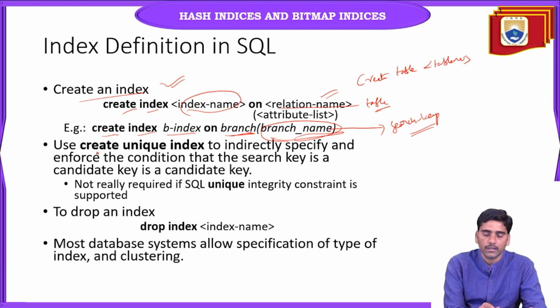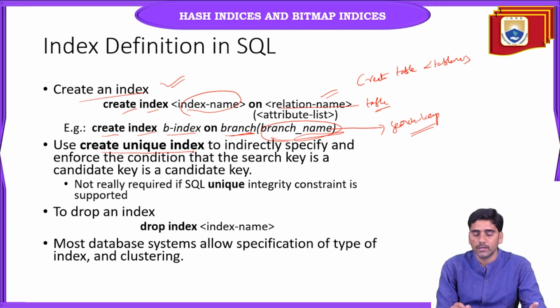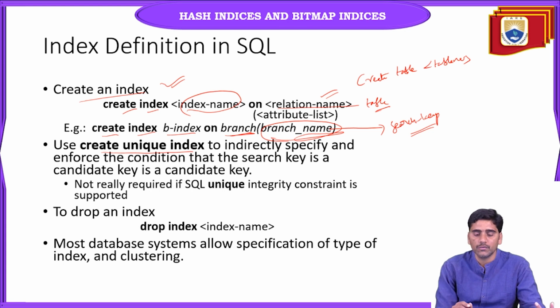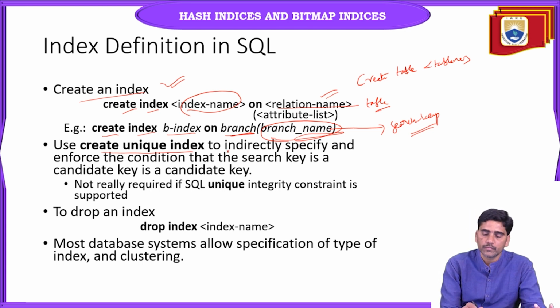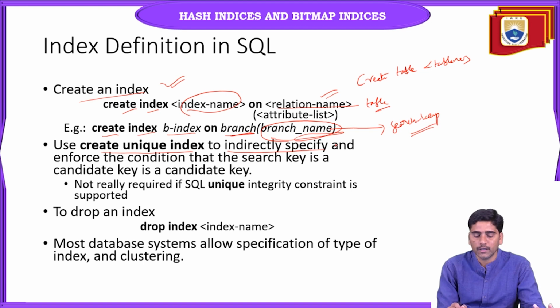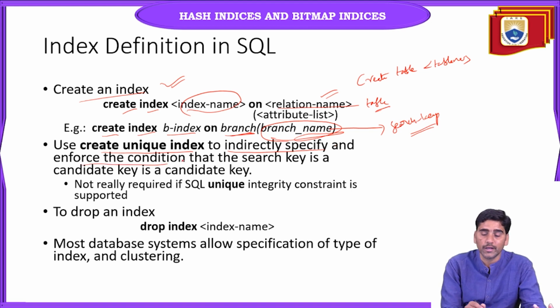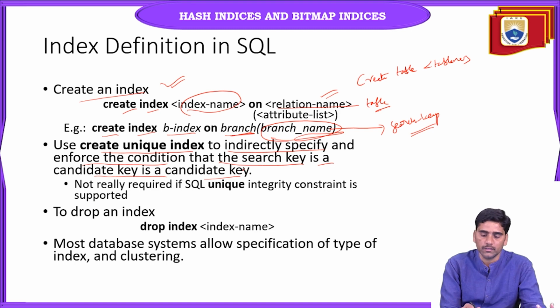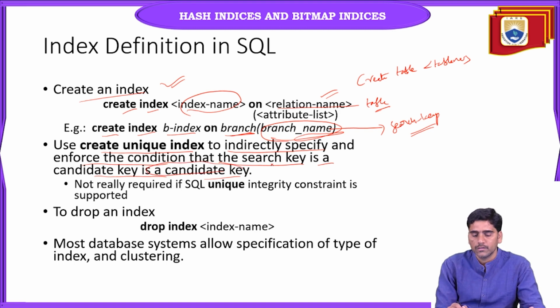And use create unique index. That means we do not need to create multiple indexes with the same name. So create unique index is used to indirectly specify and enforce the condition that the search key is a candidate key. Whatever search key we are providing is a candidate key.